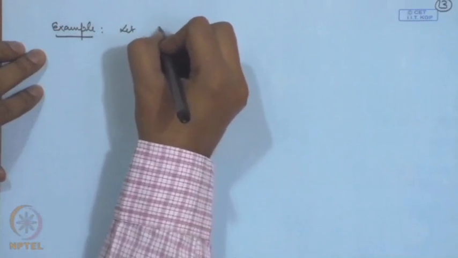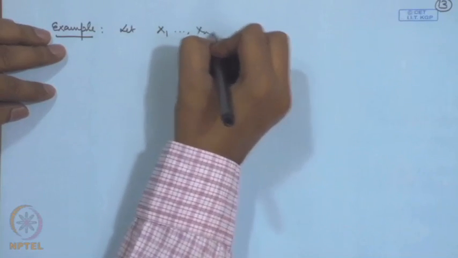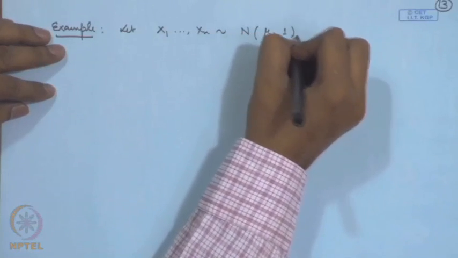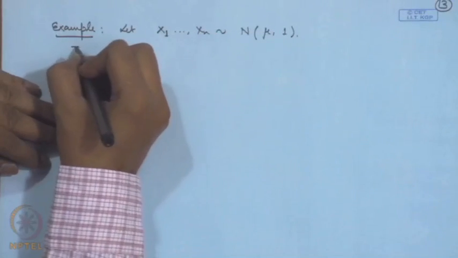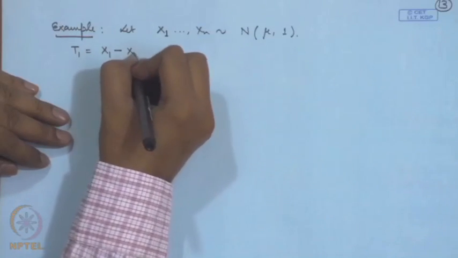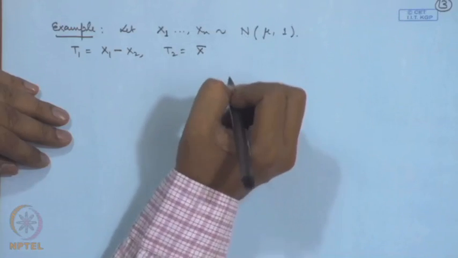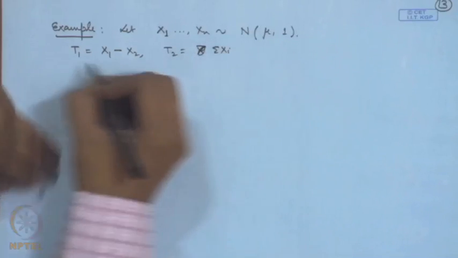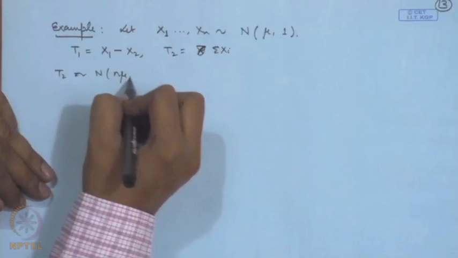Let us consider X1, X2, ..., Xn following a normal (mu, 1) distribution. Let us consider T1 equal to X1 minus X2, and T2 equal to X bar or sigma Xi. So, what is the distribution of T2? T2 will have normal (n mu, n).